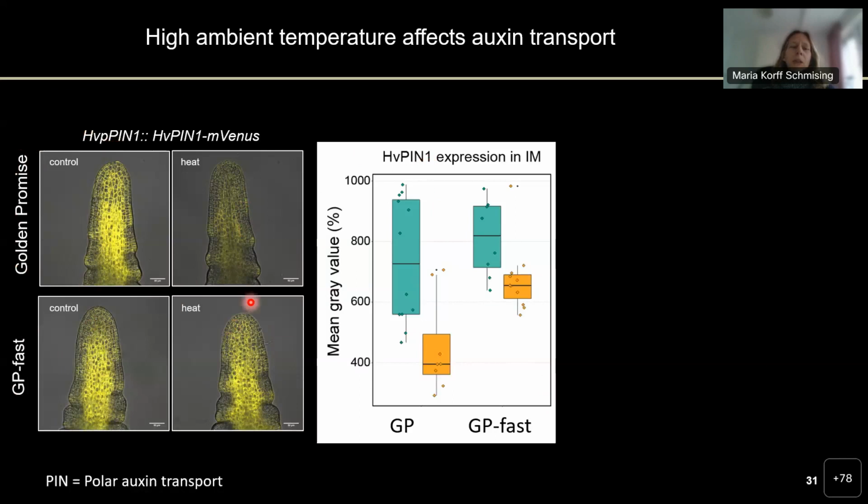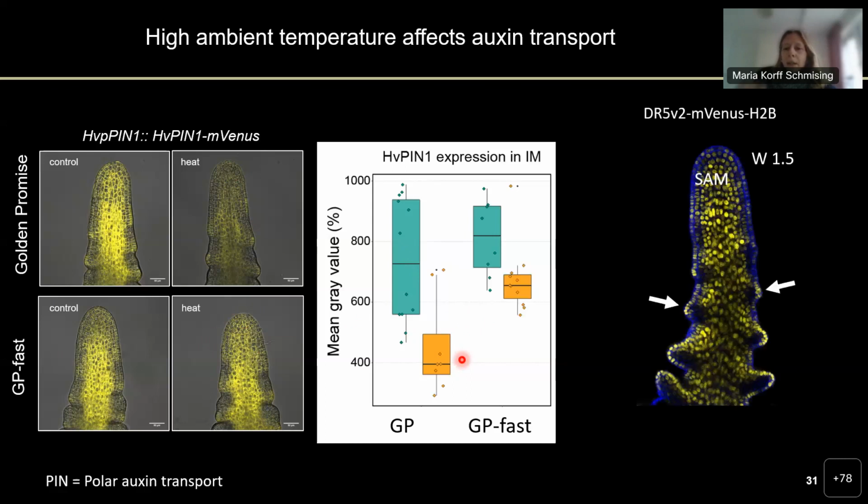And what you can see is that there was a strong downregulation of the signal under high ambient temperature condition in Golden Promise, and much less so in Golden Promise fast. So here's the imaging data, really. So this is something that suggests that auxin homeostasis or transport is really changed in response to high ambient temperature conditions in a genotype-dependent manner. And we are currently exploring this further by using a DR5 reporter line, but there we don't yet have results. So this is something for the future.